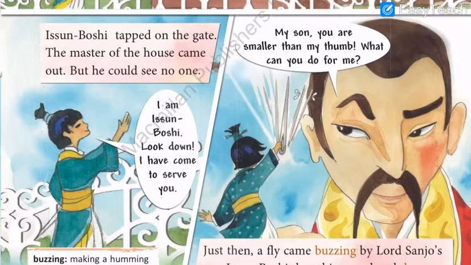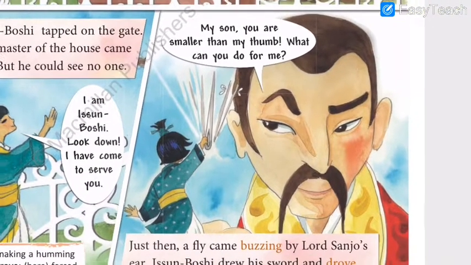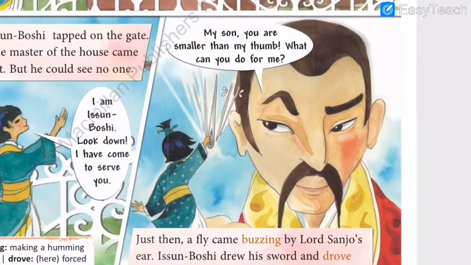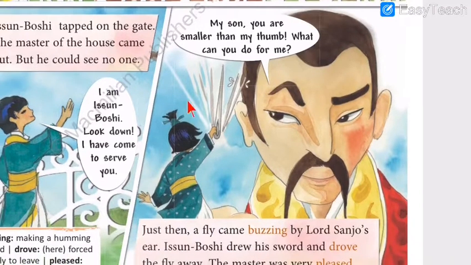Now imagine, students, this tiny fellow, what will he serve to Lord Sanjo? How will he help Lord Sanjo? "So, my son, you are smaller than my thumb. What can you do for me?" These are the words of great Lord Sanjo. Lord Sanjo says that you are almost the size of my thumb, my son.